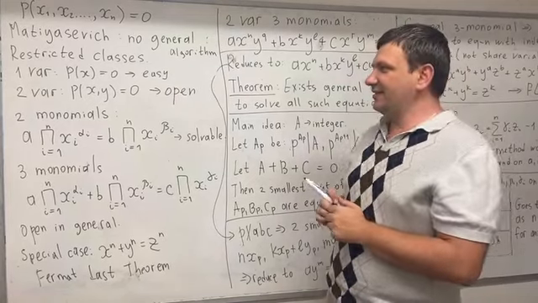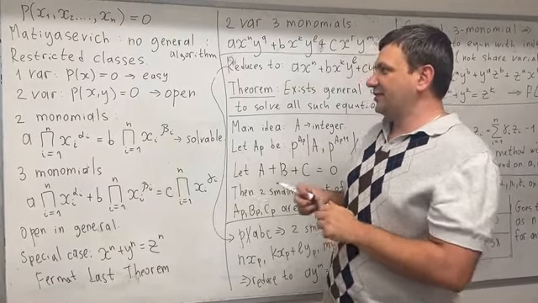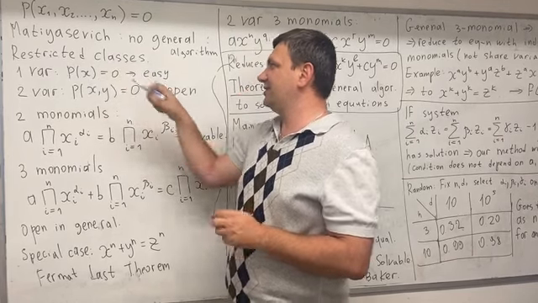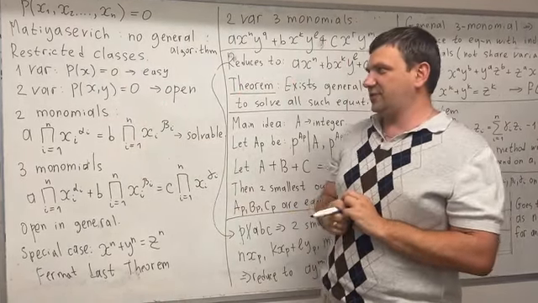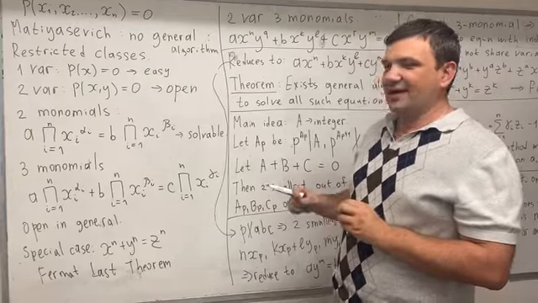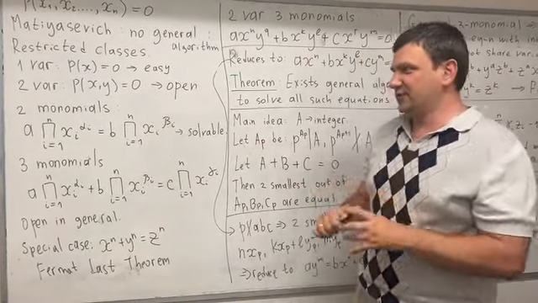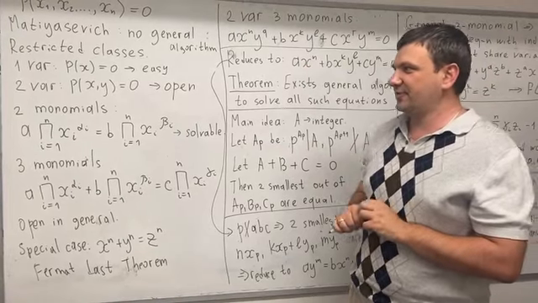For example, we may restrict the number of variables. If we have just one variable, it's very easy to list all integer solutions to the equation. However, already for two variables, it's a major open question how to find all integer solutions.